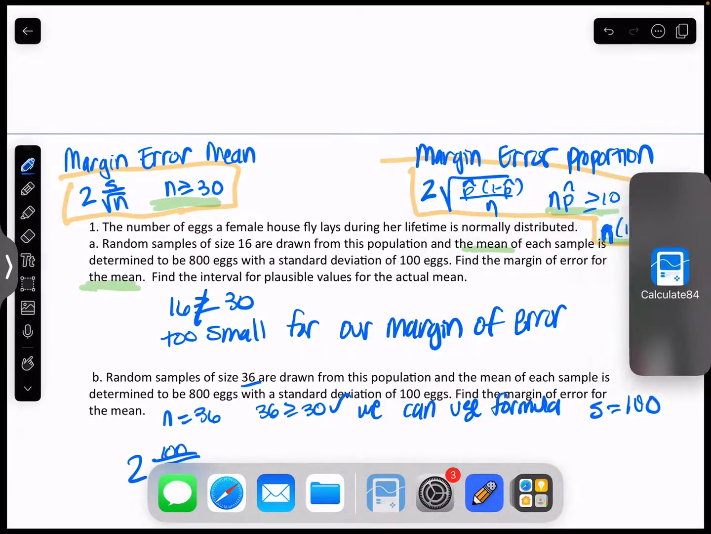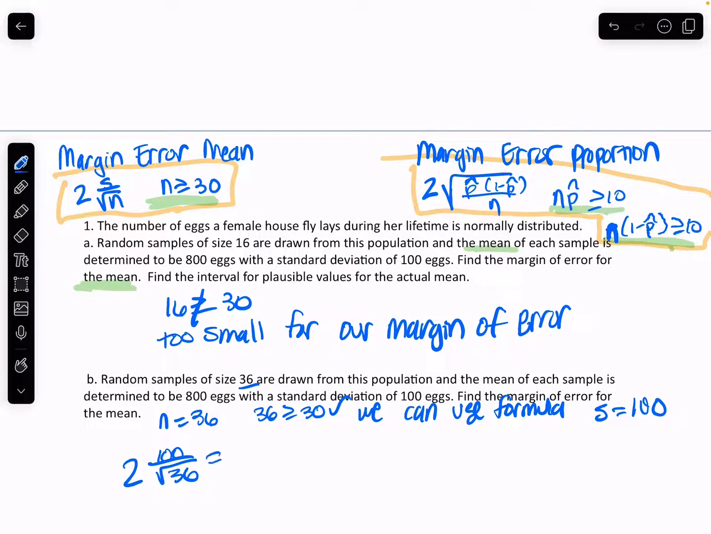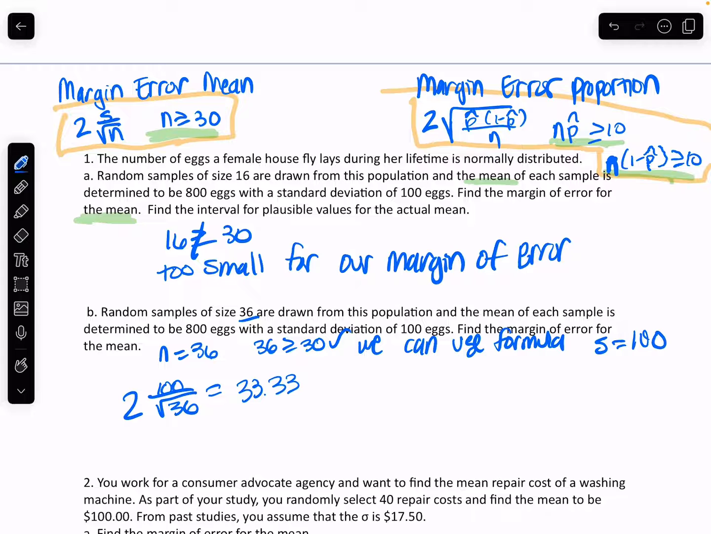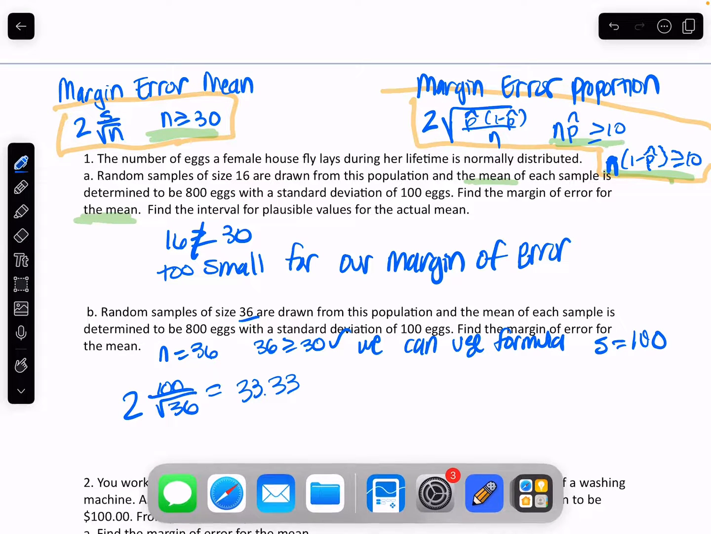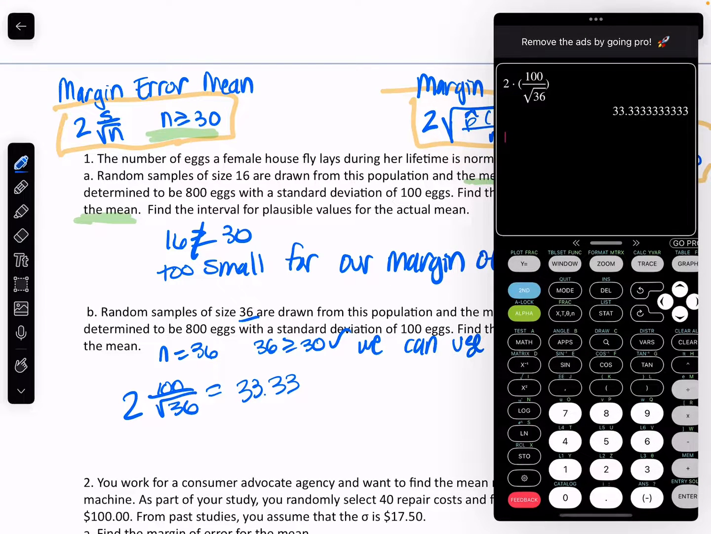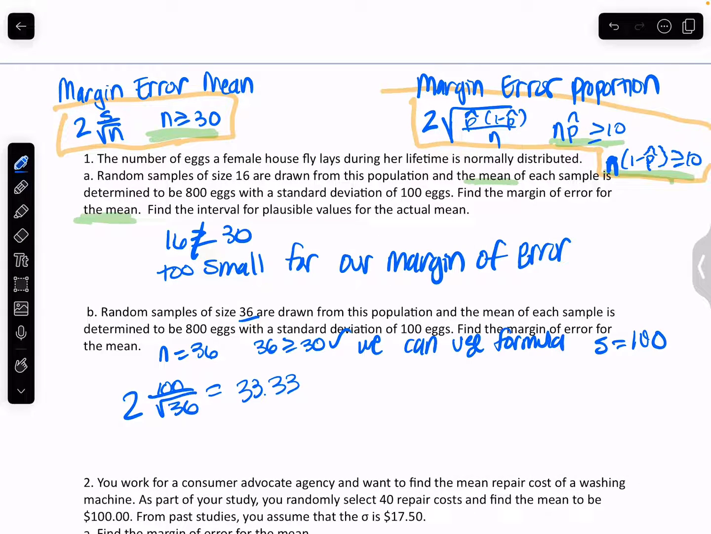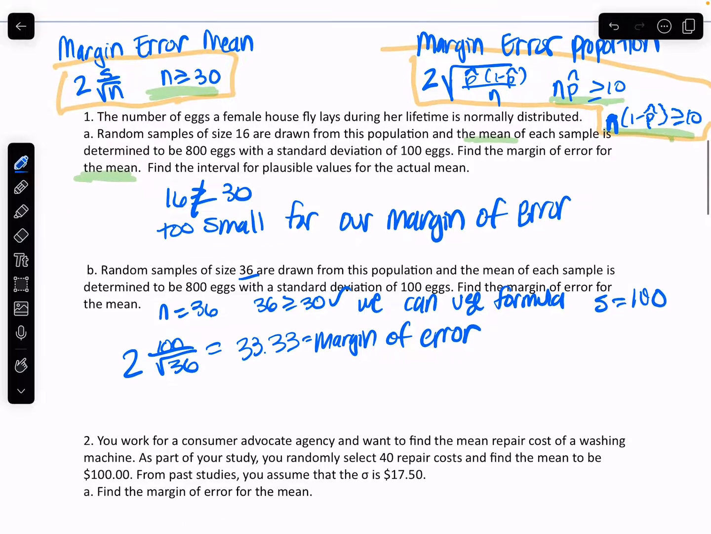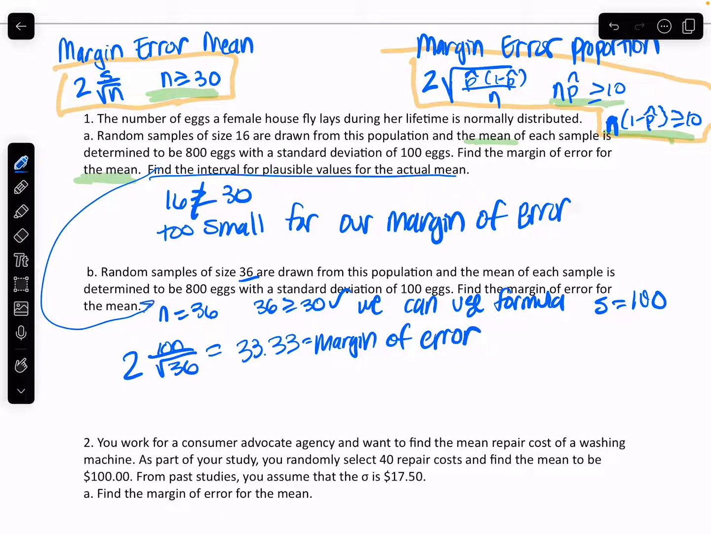So if we're going to look at our margin of error, we've got 33.33. Did I times it by 2? Yes. So that means this is our margin of error.